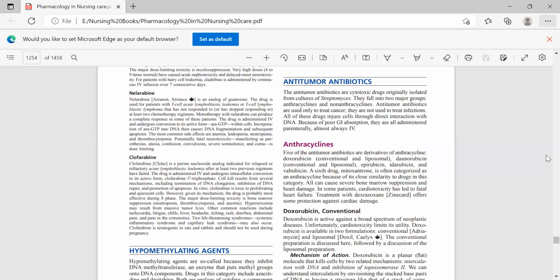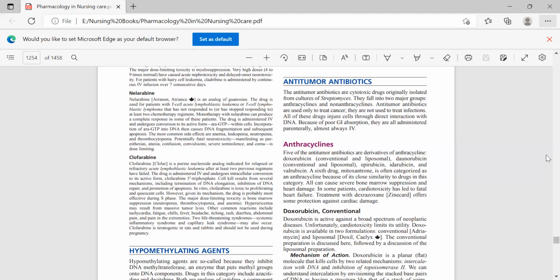The conventional form of doxorubicin is active against a broad spectrum of neoplastic diseases. Unfortunately, cardiotoxicity limits its use. So doxorubicin is available in two formulations, again conventional and liposomal. The conventional preparation and its discussion are as follows. The mechanism is intercalation with DNA and inhibition of topoisomerase 2. Those are the two related mechanisms.